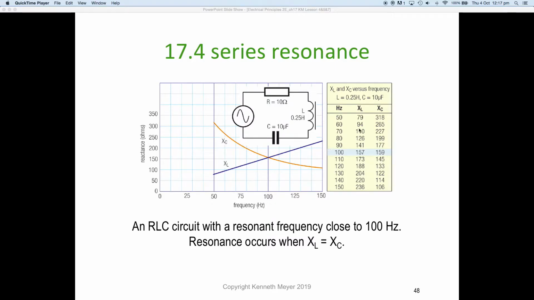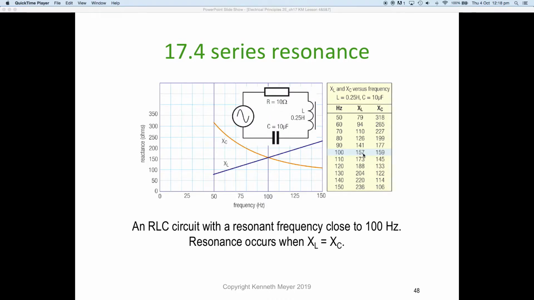To explain that a little bit further, if we come over to the table here on the right hand side, you can see we've got frequency in the first column, XL inductive reactance calculated, and then XC capacitive reactance calculated for this circuit. As the frequency goes up and up, the inductive reactance is getting larger and the capacitive is getting smaller, but at around about 100 Hertz, you can see one's at 157, one's at 159. Basically, they're cancelling each other out.